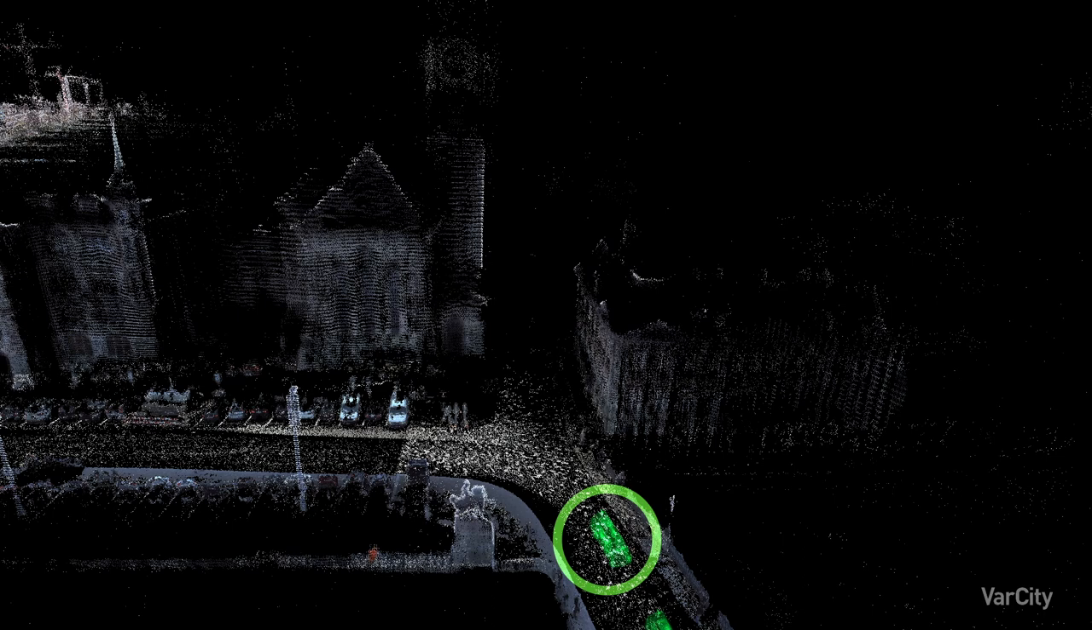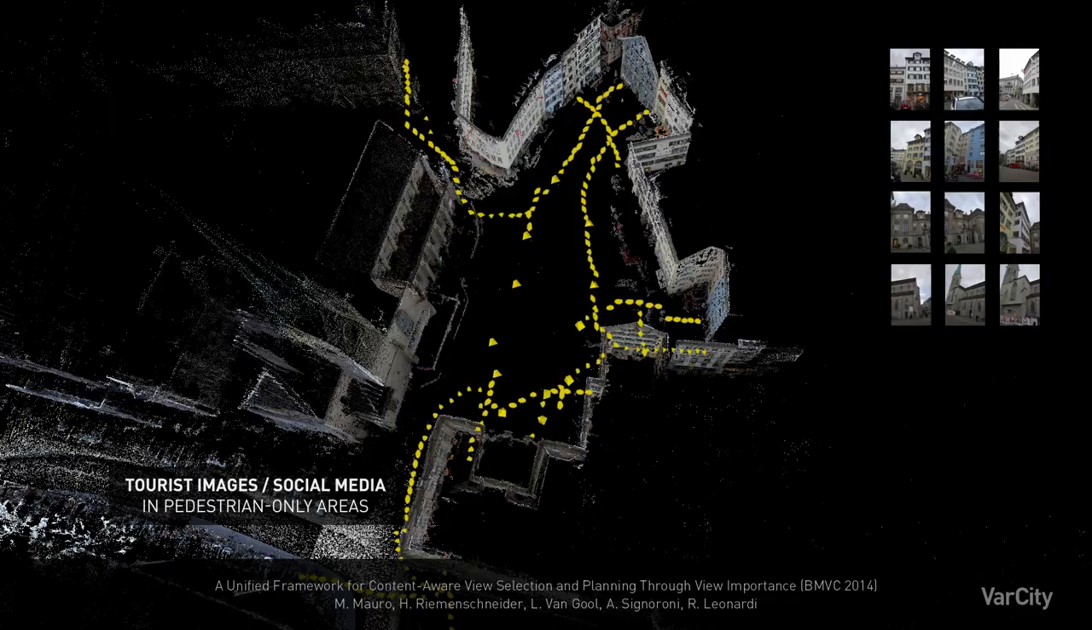Some areas cannot be mapped using this technology. At this spot, for example, the car is not allowed to drive into a pedestrian-only square on the left. To also model this area, we exploit images taken by tourists and shared through social media, for example. As a result, we end up with corresponding camera poses and a dense 3D point cloud of the pedestrian-only areas as well.